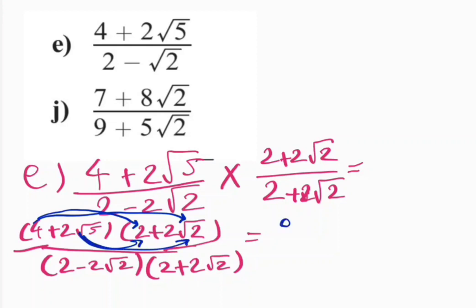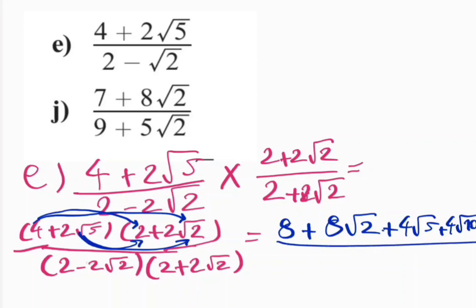So 4 times 2 gives us 8. 4 times 2 root 2 is 8 root 2. 2 root 5 times 2 is 4 root 5. And 2 root 5 times 2 root 2 will be 4 root 10. Over, now doing the same thing but for our denominator. So 2 times 2 is 4. 2 times 2 root 2 is 4 root 2. Minus 2 root 2 times 2 is minus 4 root 2. And finally, minus 2 root 2 times 2 root 2 is minus 4 root 4.